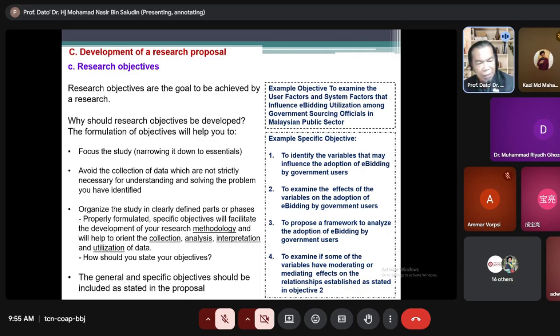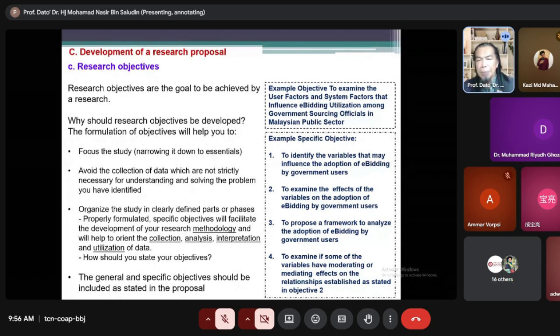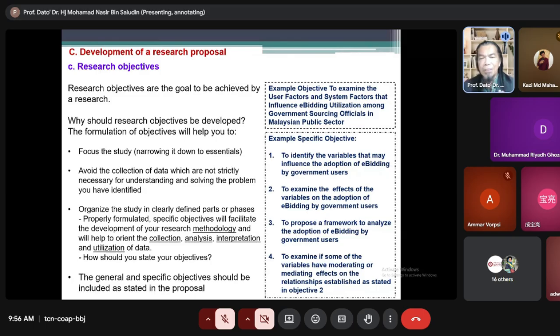How should you state your objectives? The general and specific objectives should be included in the proposal. You must have the general, and then you have the specific. Example of general objective: to examine user factors and system factors that influence e-bidding utilization among government sourcing officials in the Malaysian public sector. Example of specific objective: to identify the variables that may influence the adoption of e-bidding by government users.